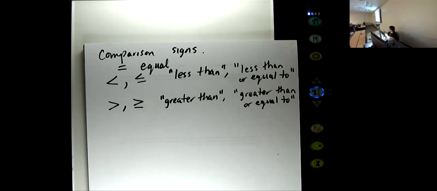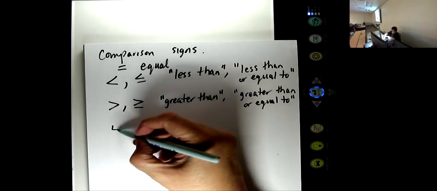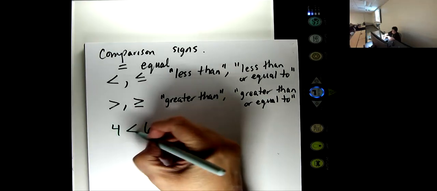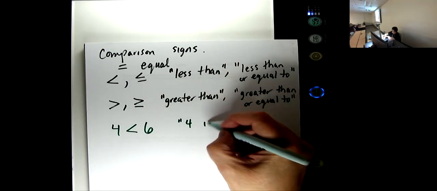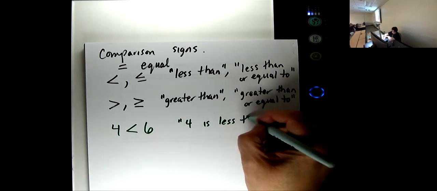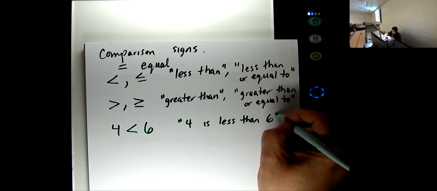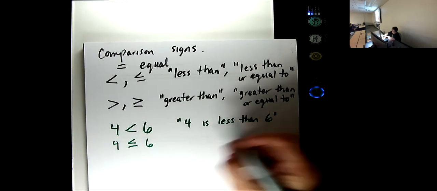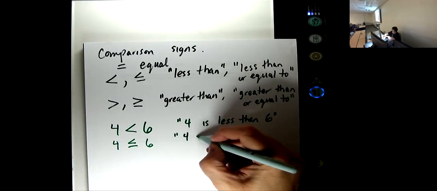So let's say we are looking at 4 versus 6. Does 4 have a lower value than 6 or a higher value than 6? It's got a lower value than 6, so lower is also less than. So we say 4 is less than 6. We can also use that one with the equal part. 4 is less than or equal to.